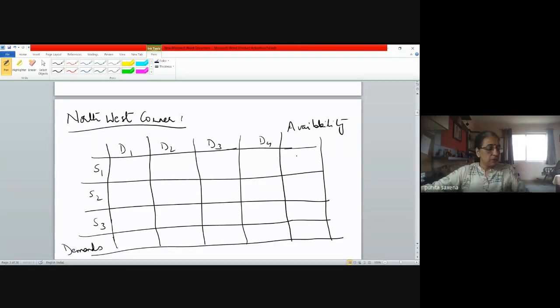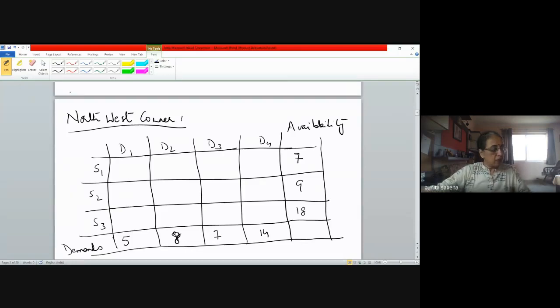Okay. Now, supposing the source S1 has only 7 units that it can supply, source S2 has 9 units that it can supply, and source S3 has 18 units that it can supply. The product can be anything, whatever you wish, you can put it up. Okay. Similarly, the first destination has a demand of 5 units. Second destination has a demand of 8 units. The third destination has a demand of 7 units. And the fourth destination has a demand of 14 units.